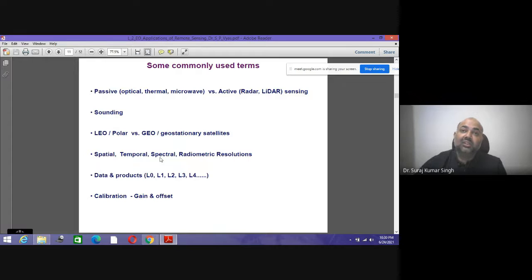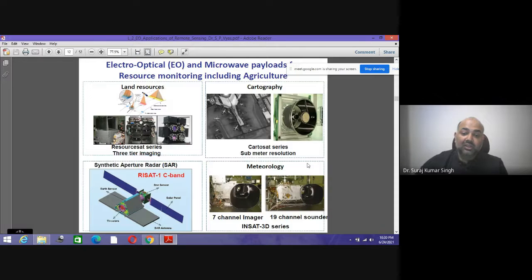And finally, there is the form of the data in bytes, how many bits the data set is, and that depends on your radiometric resolution. Finally, you have different kinds of data sets and products, and we will be calibrating and validating the data sets to extract our area of interest.